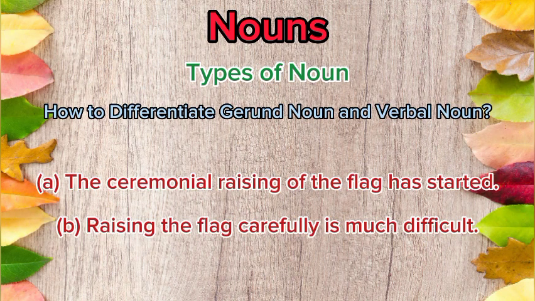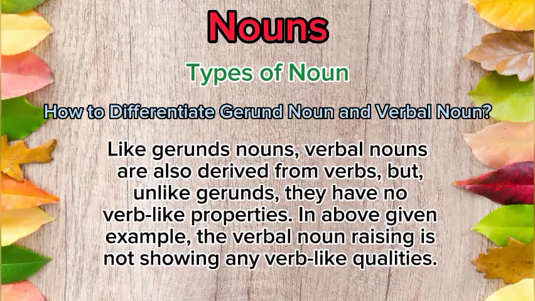How to differentiate gerund noun and verbal noun. To understand the difference between gerund noun and verbal noun, look at the given example. The ceremonial raising of the flag has started. Raising the flag carefully is much difficult. Like gerund nouns, verbal nouns are also derived from verbs, but, unlike gerunds, they have no verb-like properties. In the above given example, the verbal noun raising is not showing any verb-like qualities.